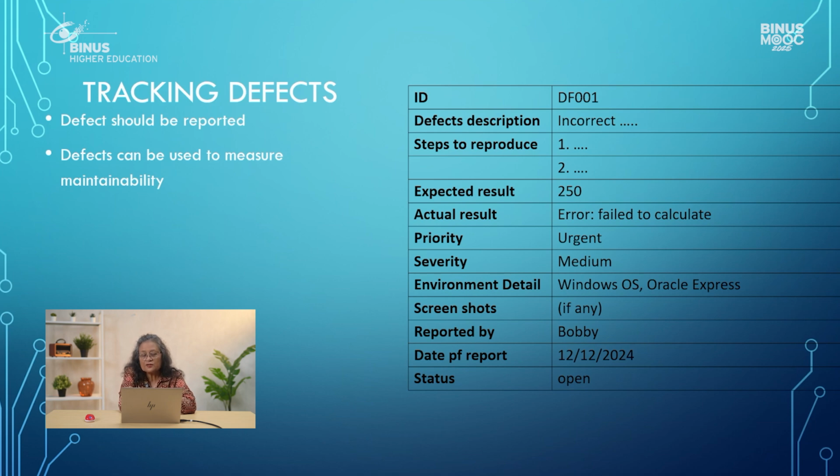The report should be in the form of what you see in this slide. There should be an ID, and then they have the description and how to recreate the steps. All this detail should be reported, because based on this detail, the technical team or the software developer will then try to fix it.